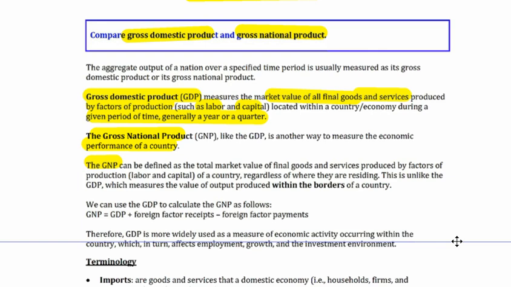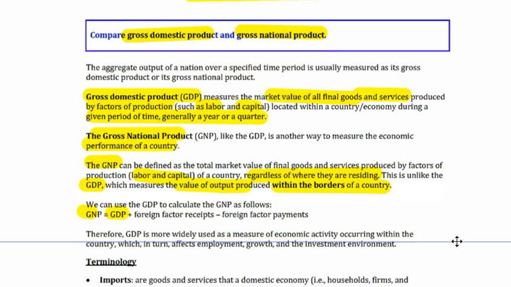GNP, gross national product, is the total market value of goods and services, regardless of where any of these goods and services and factors of production are residing. GDP, which is a measure that we like to use, which is more often used, measures the value of output produced within the borders of a country. So GNP is inclusive of everything. GDP just talks about what goes on within the specific borders of a country.